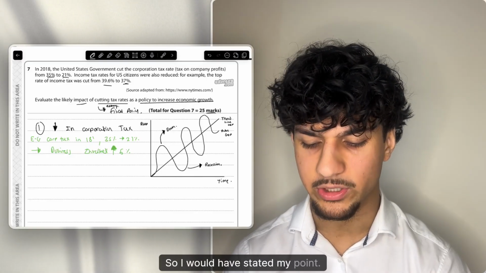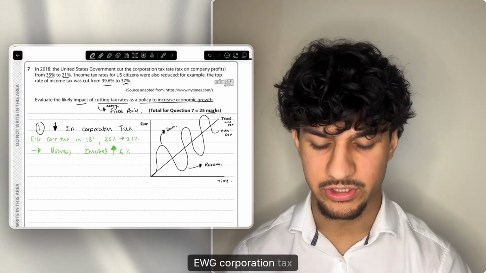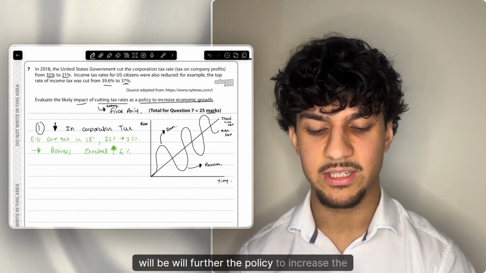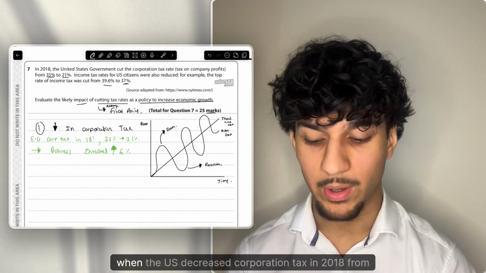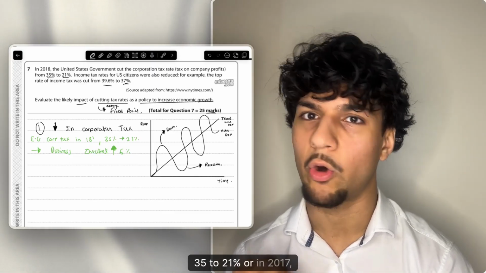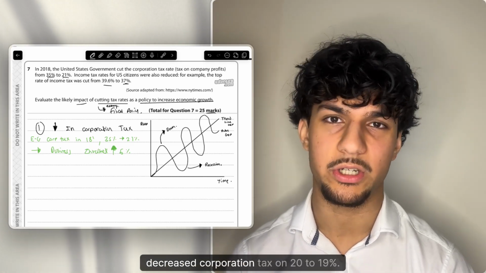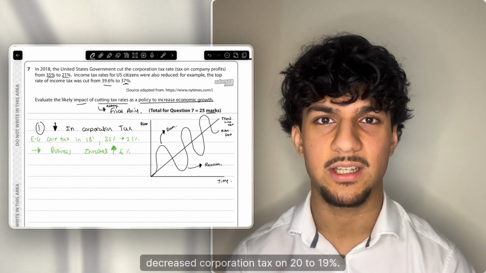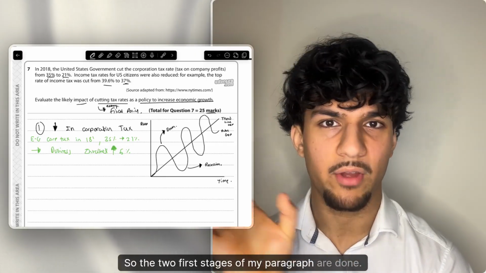So I would have stated my point: the likely impact of cutting tax rates, e.g. income tax, e.g. corporation tax, will further the policy to increase the UK's economic growth. E.g. when the US decreased corporation tax in 2018 from 35 to 21%, or in 2017 where the UK Chancellor George Osborne decreased corporation tax from 20 to 19%. So that is my point, and then my application. So the first two stages of my paragraph are done.